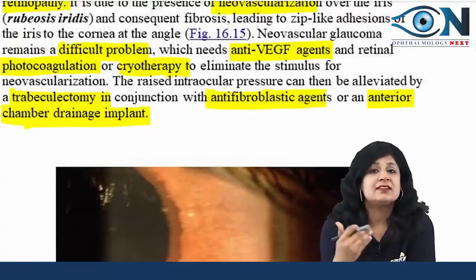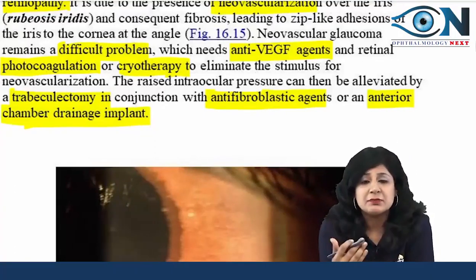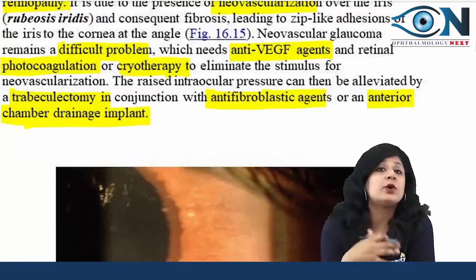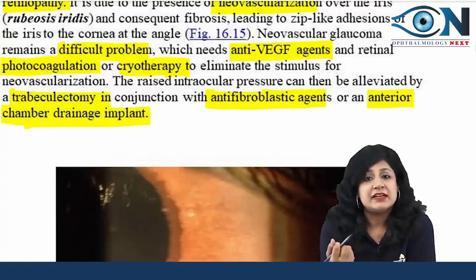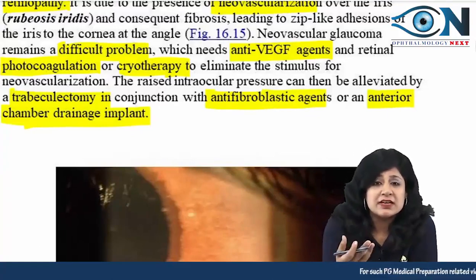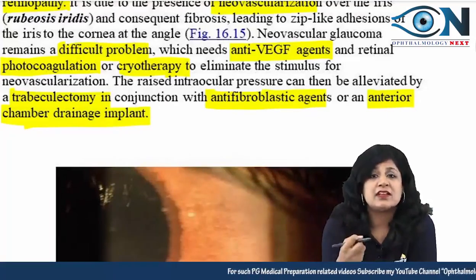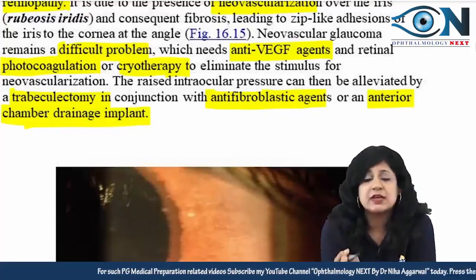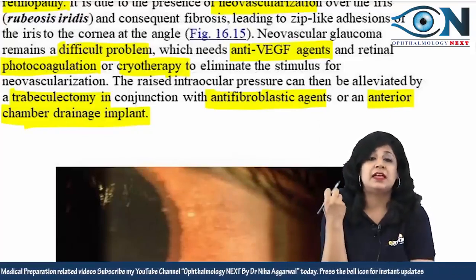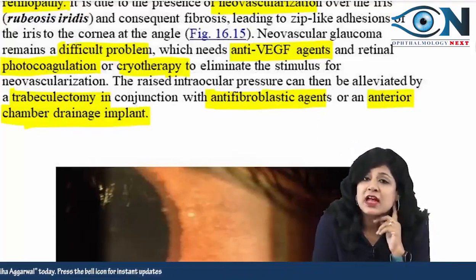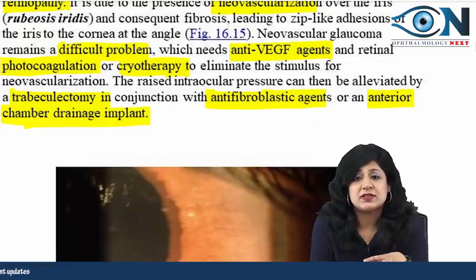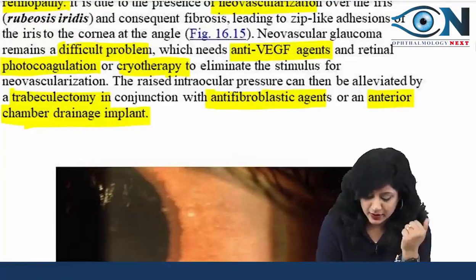Neovascularization, rubeosis iridis, zip-like adhesions, ischemia, neovascularization are the important things concerning its pathogenesis. So we do require the anti-VEGF agents, antifibroblastic agents. We need to coagulate the vessels. We need to give cryo to the eye. We can even do the surgery, trabeculectomy. Along with this, I have to give the antifibroblastic agents. Maybe the drainage implant is also required.